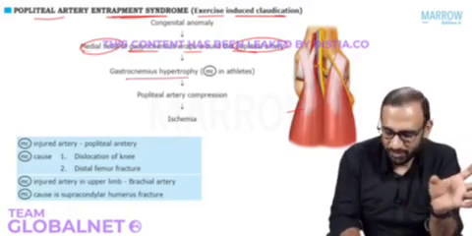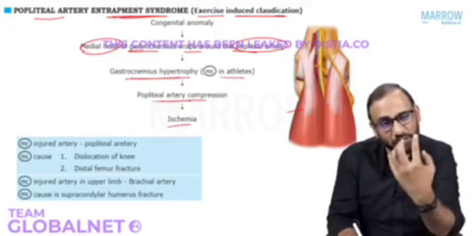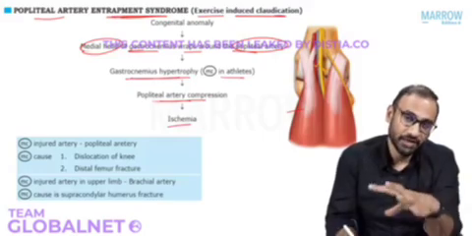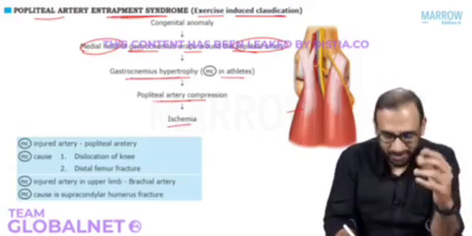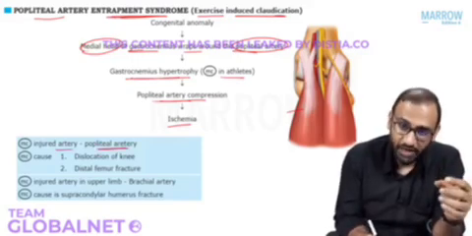So, gastrocnemius hypertrophy seen in athletes, popliteal artery compression, ischemic pain, where? On the posterior aspect of the leg, right? Because that is where the popliteal artery supplies. Now, in terms of the popliteal artery getting injured, there are a few more important MCQs that are asked. What is the most commonly injured artery in the body? Overall, it is the popliteal artery. And what is the cause?